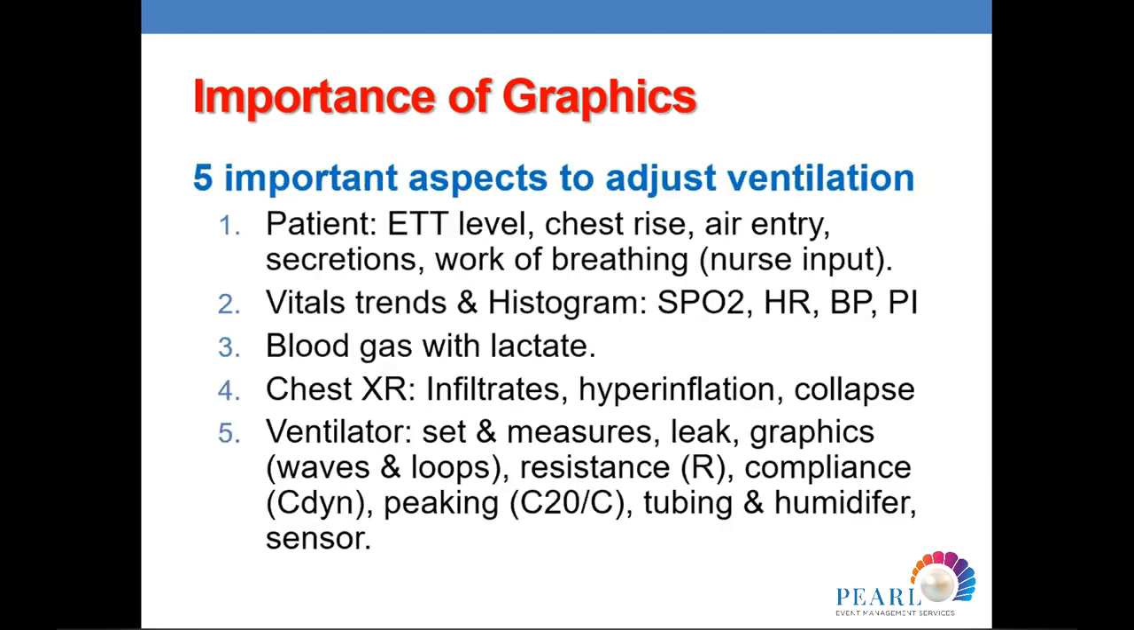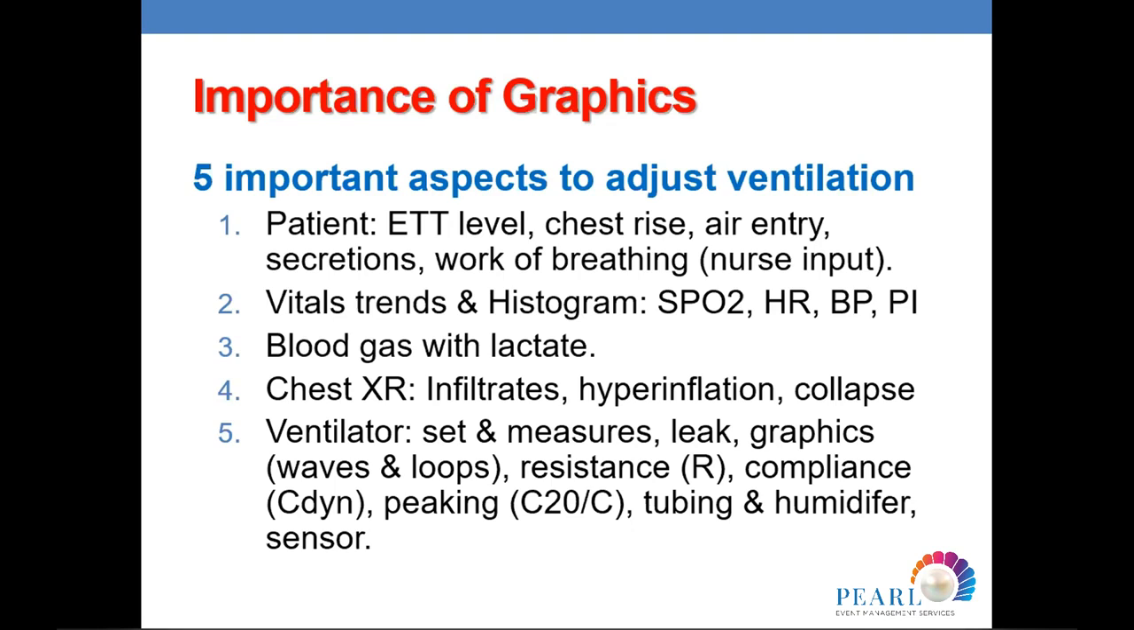Okay, now why are the graphics important again? When you want to adjust the ventilation, there are five things we need to look for. We need to look at the patient: chest rise, ET tube level, air entry, secretions. This is something you need even to ask the nurse about. The second point, you need to look at the vitals, trends, and histograms. Also, of course, the blood gas and chest X-ray.